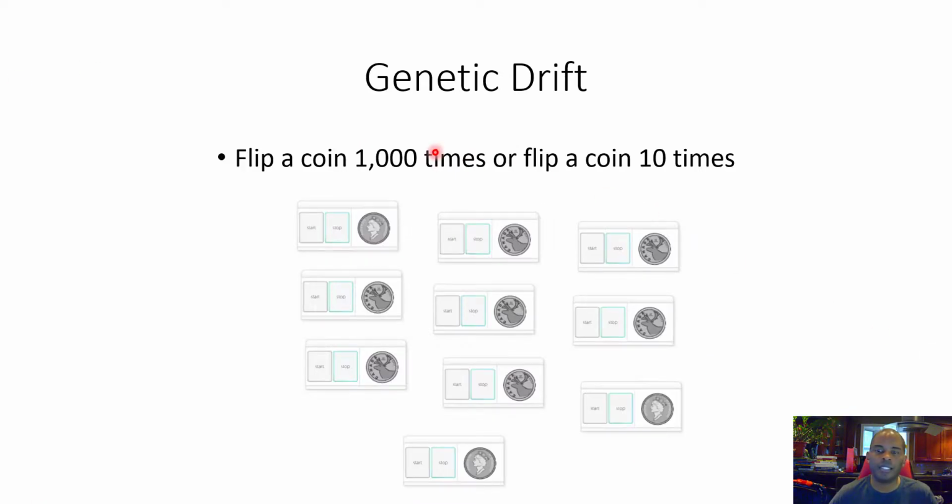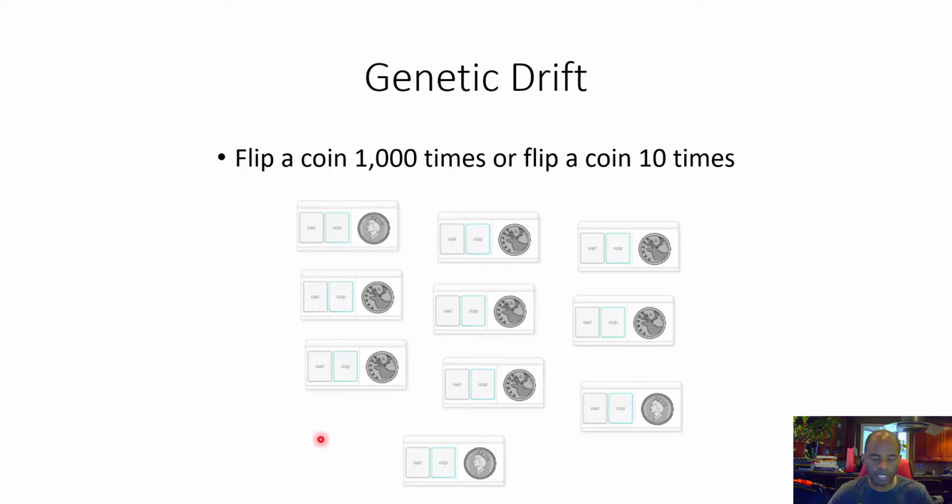Genetic drift. In genetic drift, let's say I flip a coin once. I might get heads, I might get tails. It could be 50-50, it could be 100% heads or 100% tails. If I flip it 10 times, same thing. If I flip it 1,000 times, the larger the population size I have, the less likely chance is going to have an impact. What I encourage you to do is go to a site that had opened up.